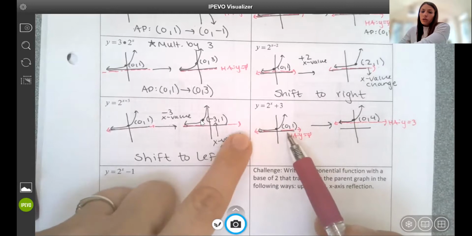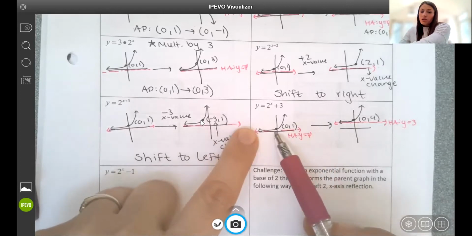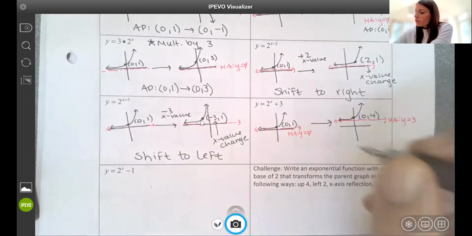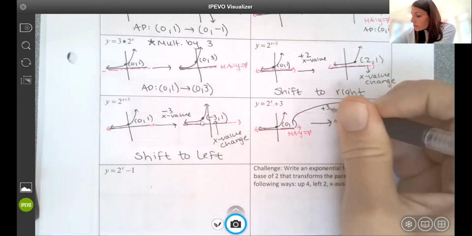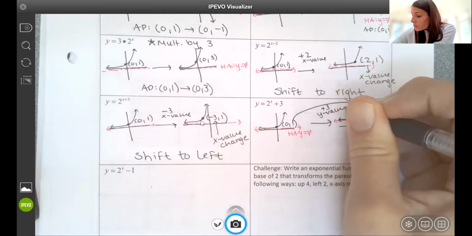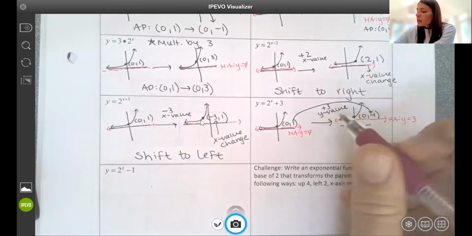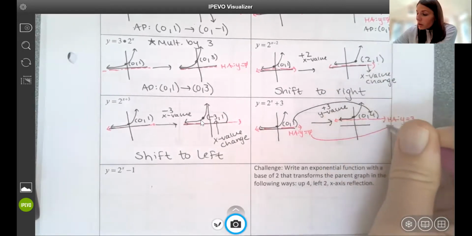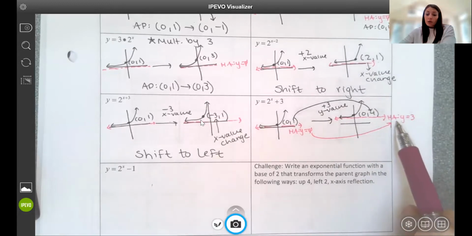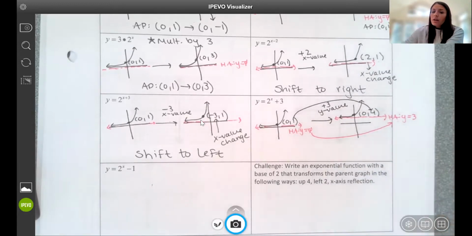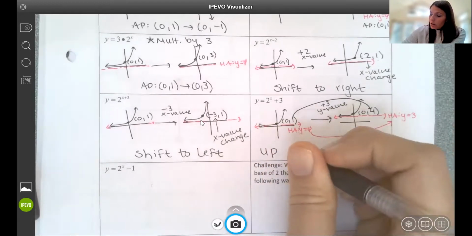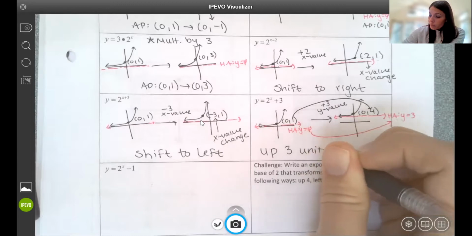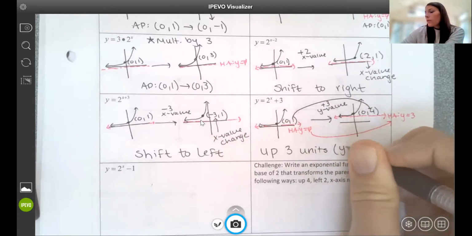So that move up 3 moved our asymptote up 3 and this point up 3. So I'm taking 0, 1, and I'm adding 3 to the y value. And then I'm taking my asymptote from my parent function, and I'm also shifting that up 3. Okay, so what we observed when we added 3 is we moved up 3 units, and it's a y value change.